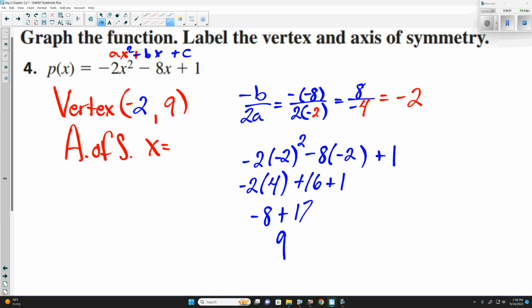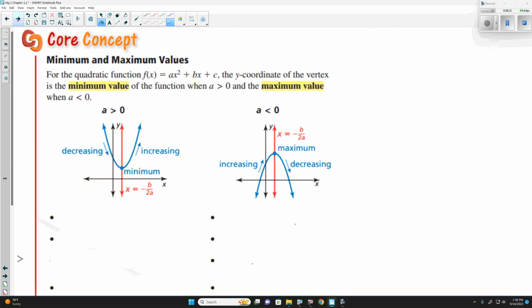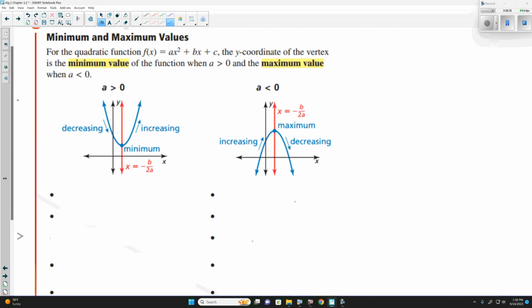Well, I missed one part. Axis of symmetry is x equals -2. Questions on any of this here? Questions on anything we've done so far? Because once we get an understanding of how to plug it in, it's really just plug it into the equation, simplify. And we'll start with this here, maximum, minimum values tomorrow.